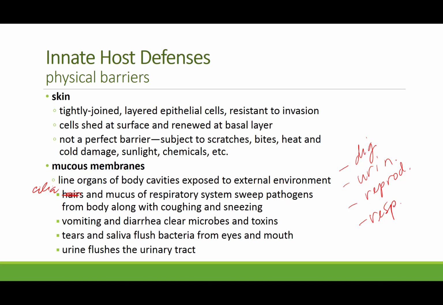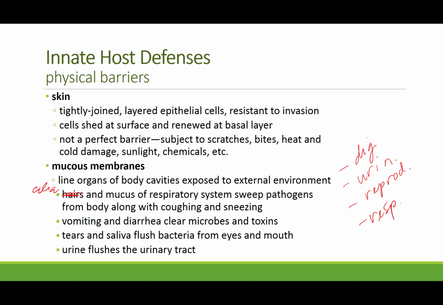Vomiting and diarrhea are both effective means of purging the body of microbes and toxins that may have been consumed in some way. Tears and saliva flush bacteria from the eyes and from the mouth. The eyes are also lined with a mucous membrane. And then urine. If you don't have a kidney or bladder infection, urine tends to be sterile. And so as we urinate, that helps to flush any bacteria from the distal ends of the tubes that make up the urinary system.